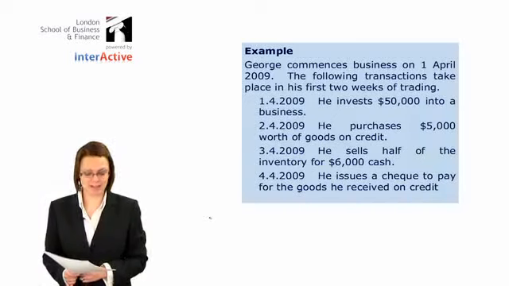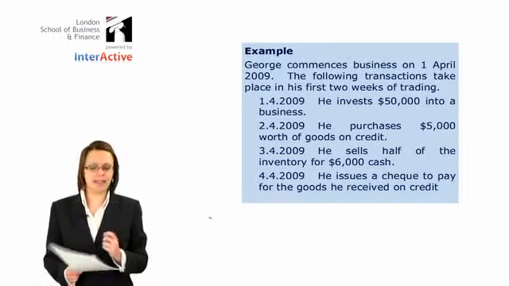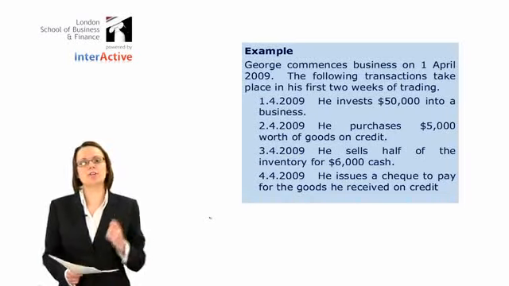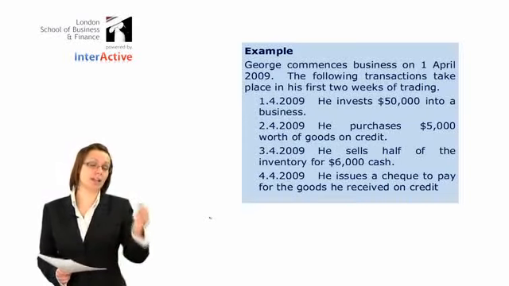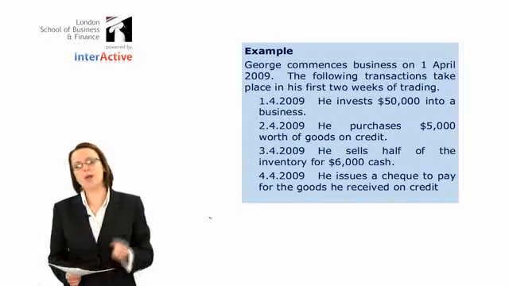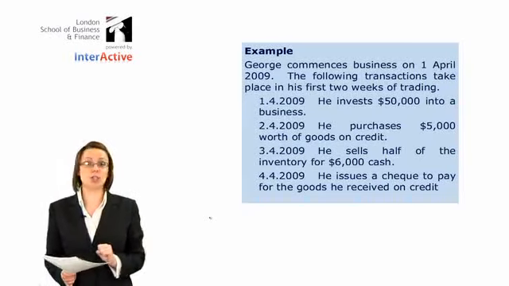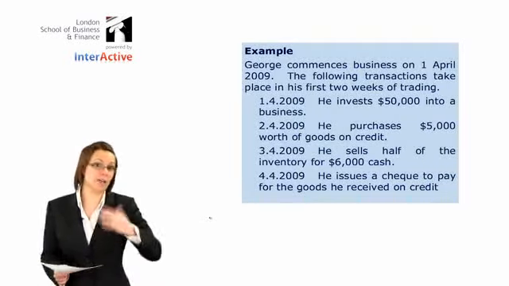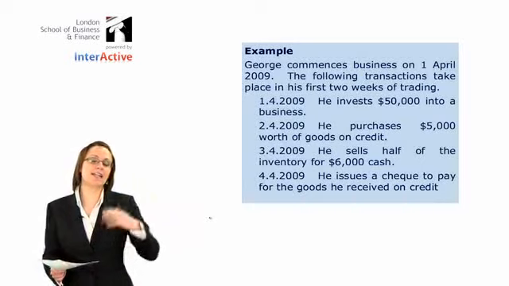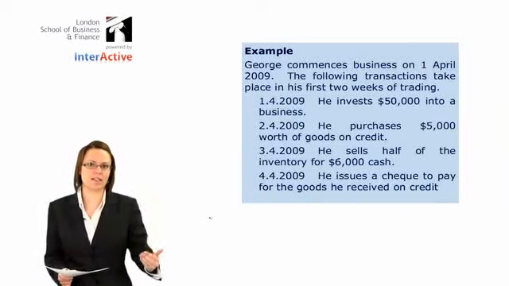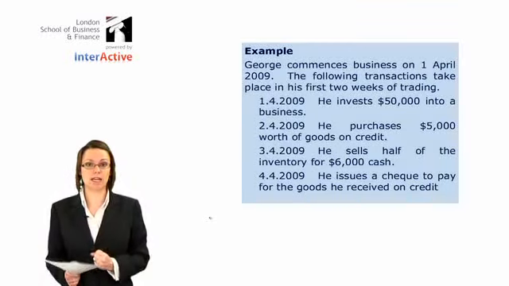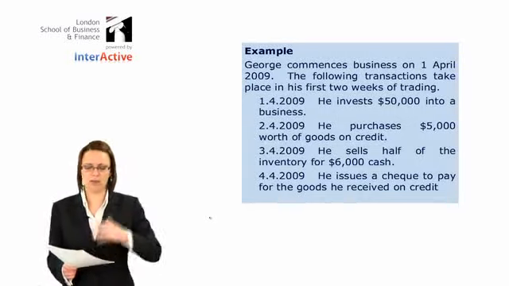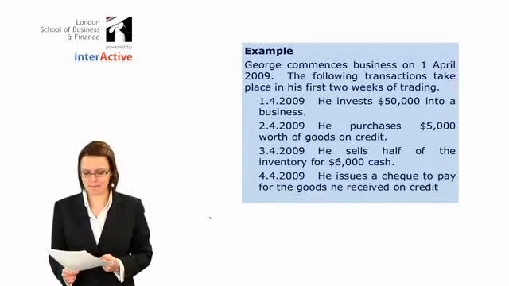On the 6th of April 2009 then, he sells his remaining inventory for $6,000 on credit. So this time he's selling the remaining goods just like he did in the previous transaction, but this time he's not receiving cash in return straight away. He's making the sale, and in return he's letting the customer pay us later. So George is not receiving the cash now. He's going to let the customer pay at a later date. That's what we mean by selling on credit.